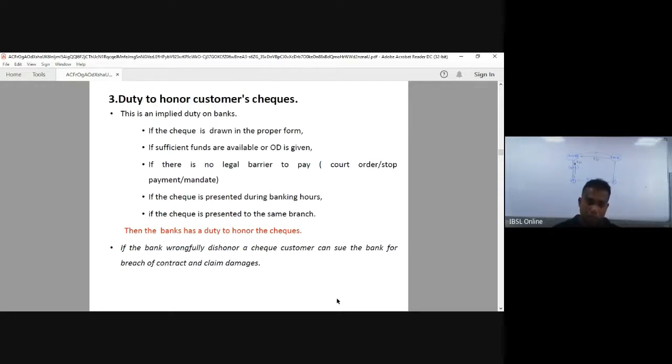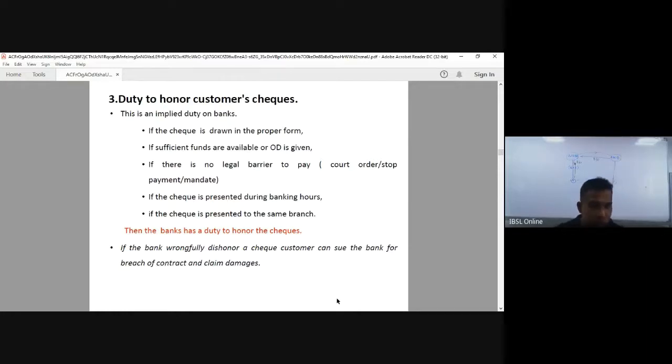The question is, the account is maintained at Boralla HNB branch. The check is presented to Anuradhapura HNB branch during the banking hours. The question is whether HNB has a duty to pay the check. That is question number 1. Question number 2, whether HNB can pay the check. Two questions.